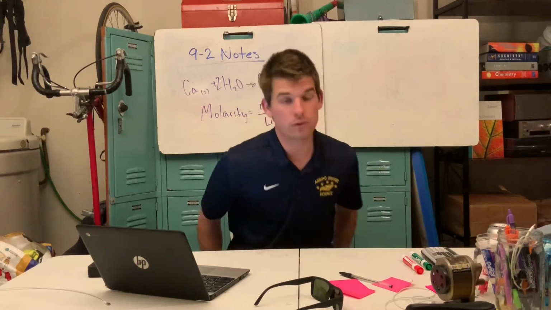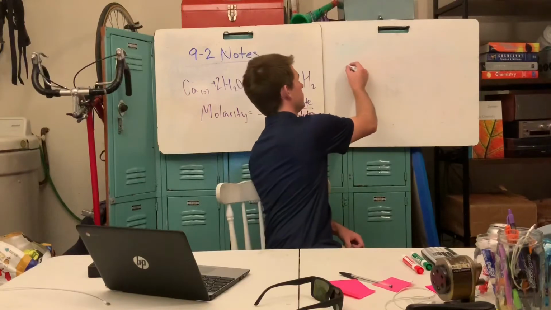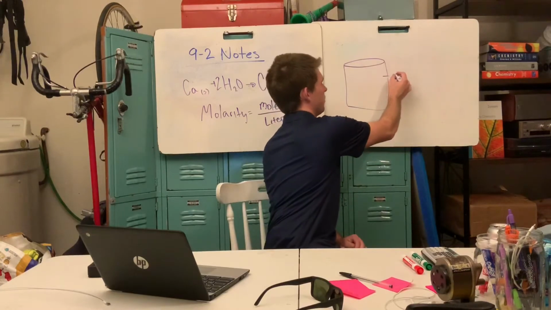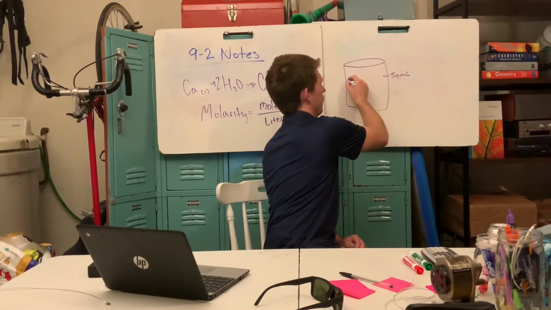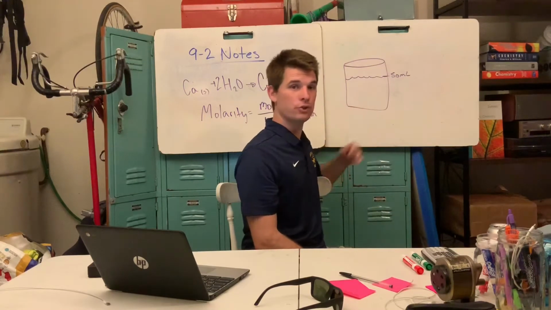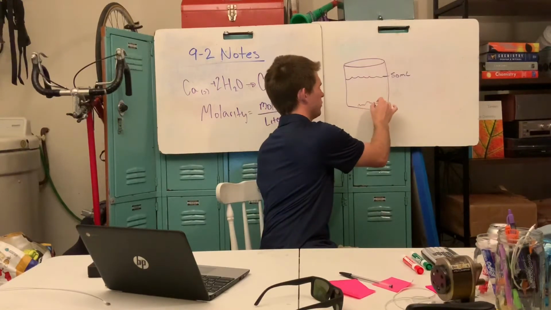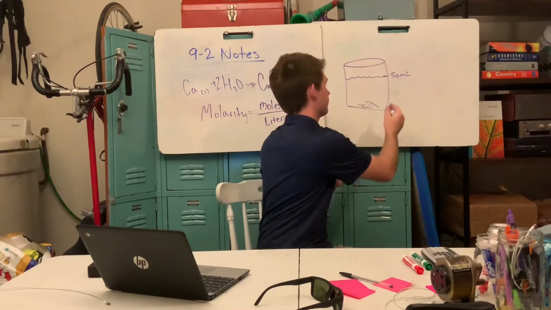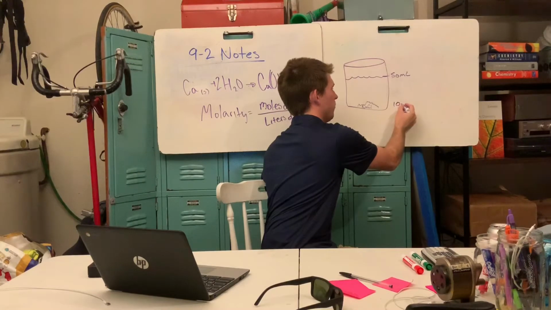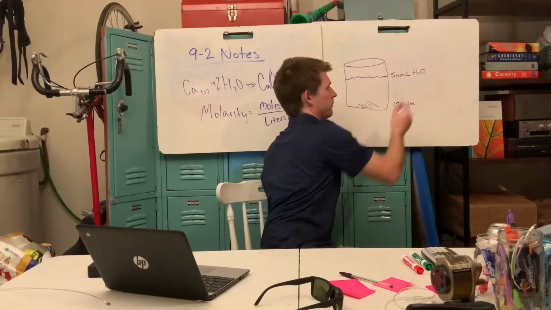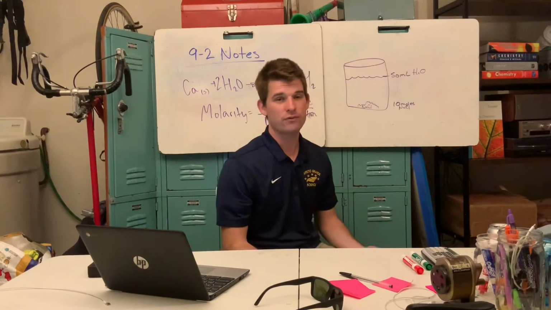What do I mean by that? Well, let's come over to my other whiteboard, and let's just say we have a beaker full of 50 milliliters of water. And if I put into 50 milliliters of water some salt, some sodium chloride at the bottom, and I put in, let's say, 10 moles of NaCl. This is 50 milliliters of water. So I have 10 moles of salt in 50 milliliters of water.